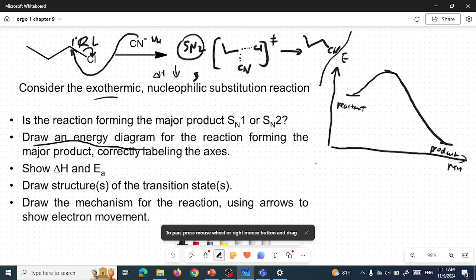The peak is going to be the transition state. You can simplify as TS. The energy difference between the reactant and the transition state is activation energy, Ea. The energy difference between the reactant and the product is the enthalpy change of the reaction, which is delta H.